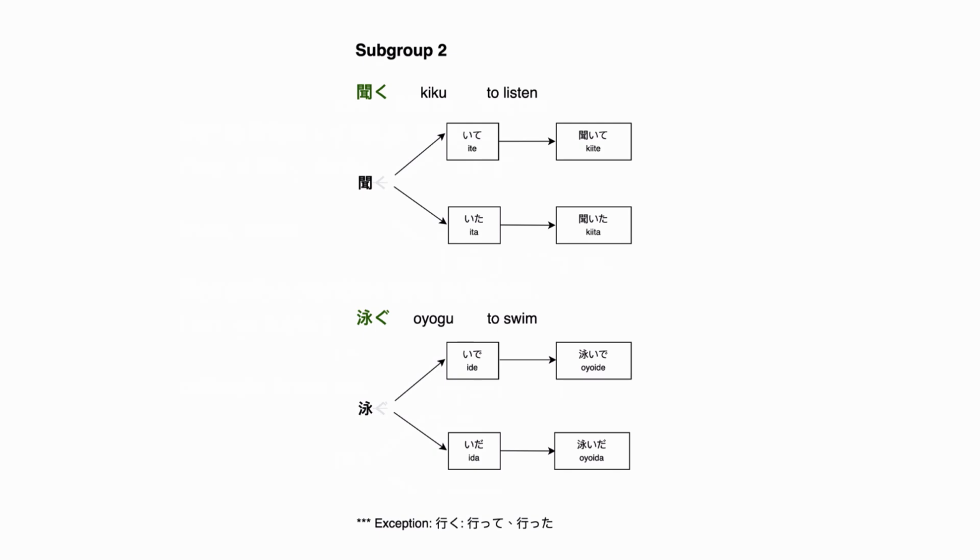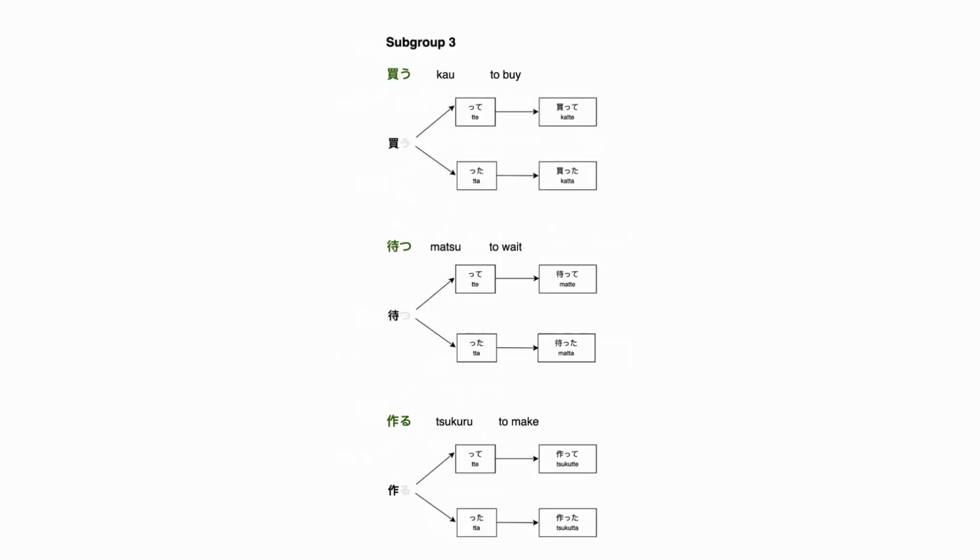Here's one thing you need to pay attention to. The verb 行く, which means to go, is the only exception. It becomes 行って for the te form and 行った for the ta form. Moving on to subgroup 3.